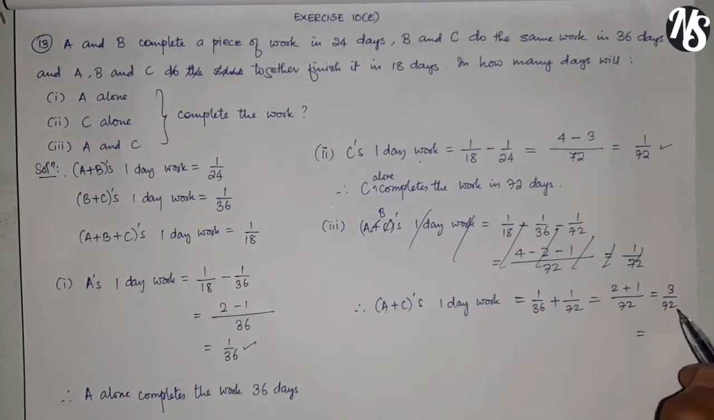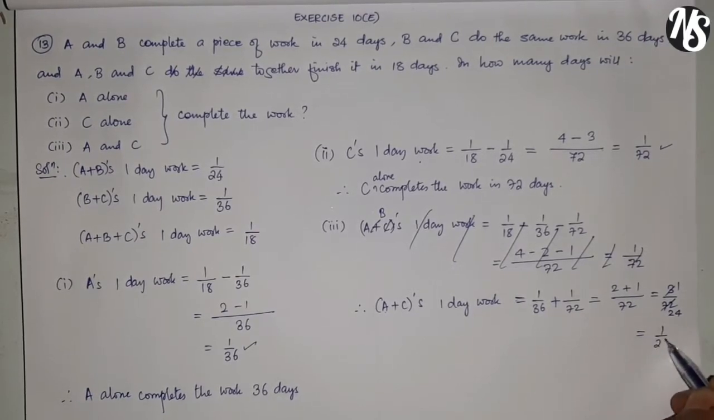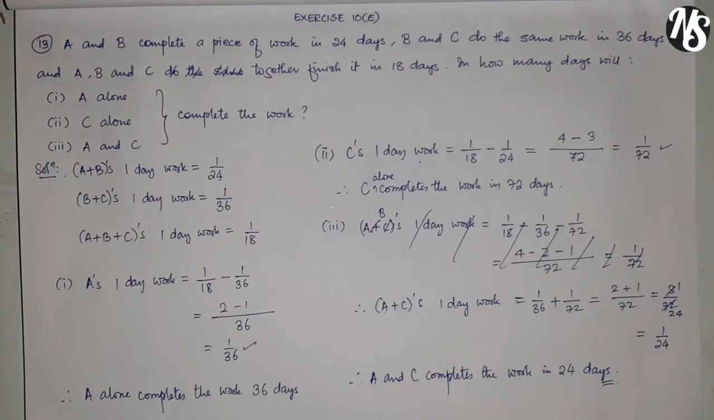So let's do the cancellation if possible. So yes, 3 1s are 3, 3 2s are 6, 3 4s are, okay. So this is equals to 1 by 24. So A and C's 1 day work is this much. So therefore A and C completes the work in, the reciprocal of 1 by 24 is just 24. So A and C completes the work in 24 days. Okay, so this is how we do this kind of sum. So you may pause the video and note down your solution.